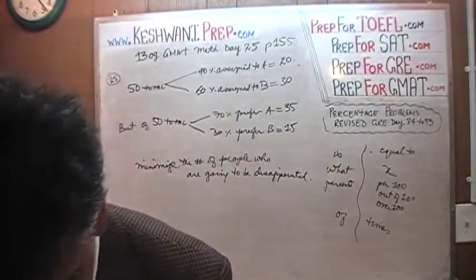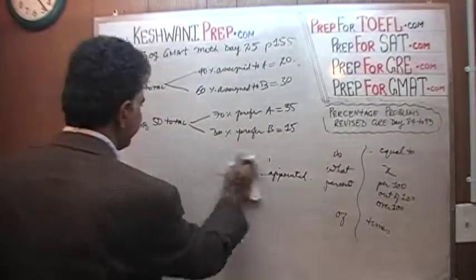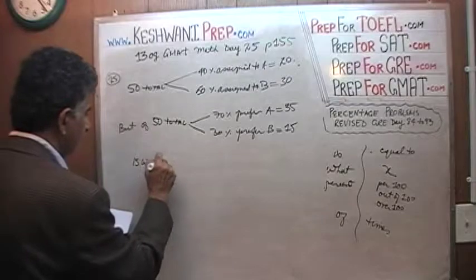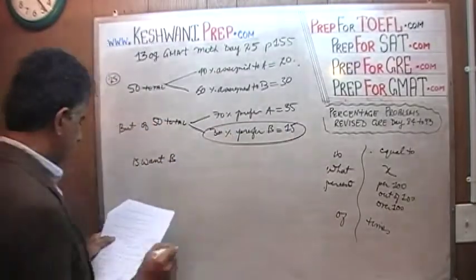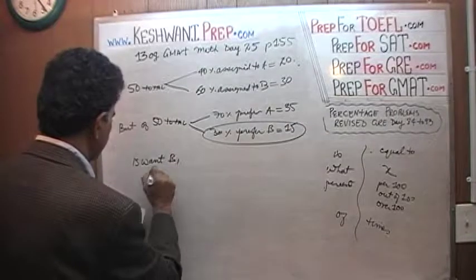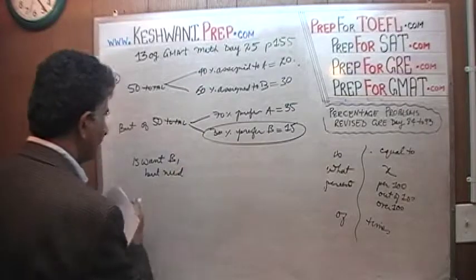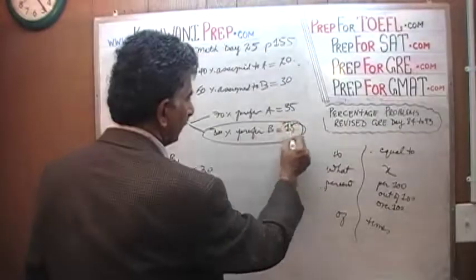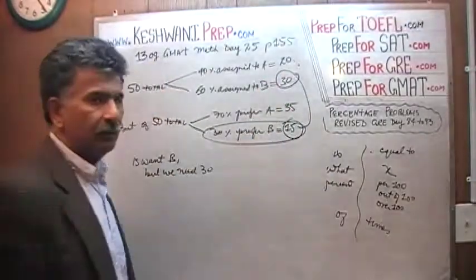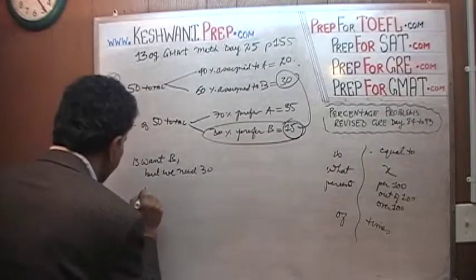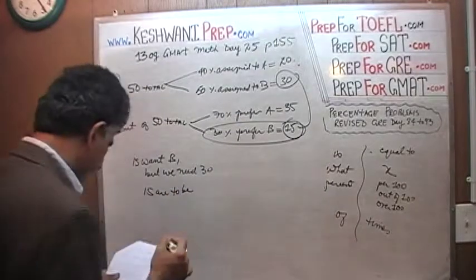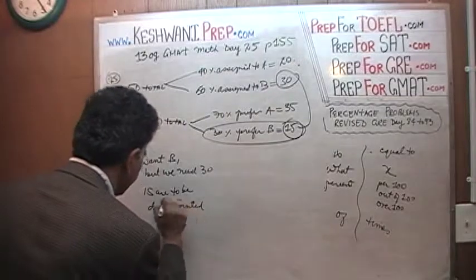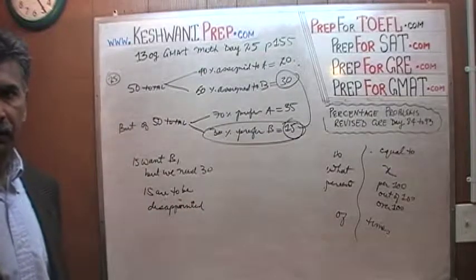So it turns out that 15 people want B, but we need 30. 15 people want to work on project B, but we need 30 people to work on project B. By definition, 15 are going to be disappointed. That's it. 15 is the lowest number that I can find who are going to be disappointed.